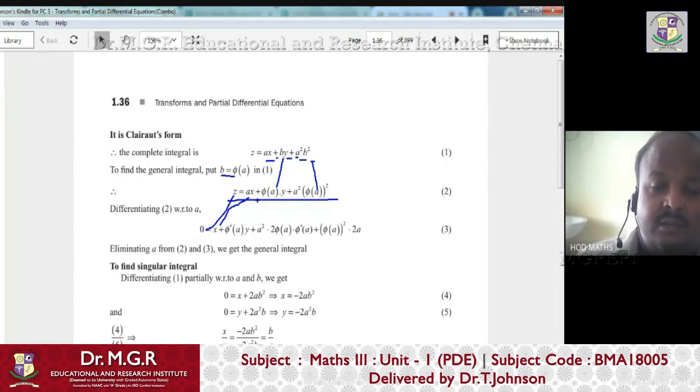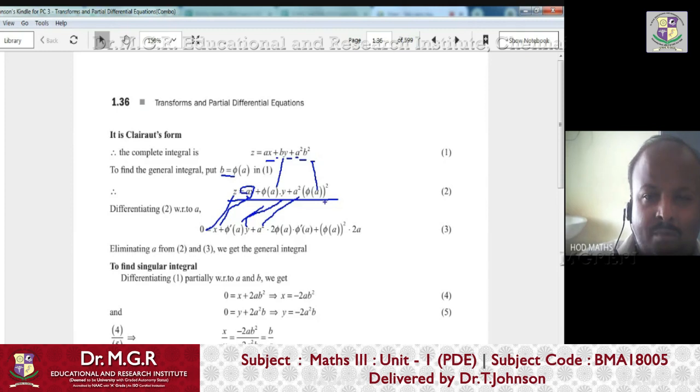Try to understand, when you differentiate with respect to x, a will come. But now we are differentiating with respect to a, so x will come. Then phi of a is a function of a, so that becomes phi dash of a. Just like phi of x becomes phi dash of x, here phi of a becomes phi dash of a. Similarly, y becomes a constant now. Then this is a square, phi of a the whole square.